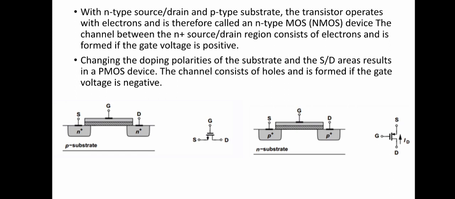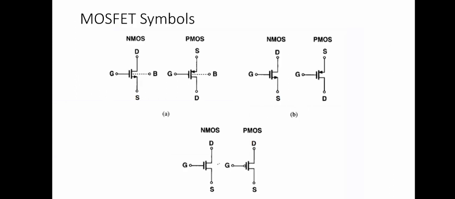ID is the current flowing, and the direction is marked as shown. And here are the various MOSFET symbols, showing how you can represent NMOS and PMOS in different ways. You can represent the arrow, that is the direction of the current, for PMOS or NMOS, or you can use a bubbled gate terminal for PMOS and a non-bubbled one for NMOS.